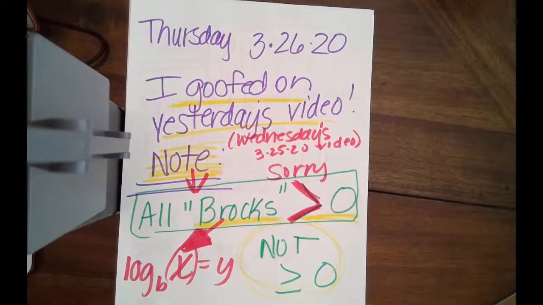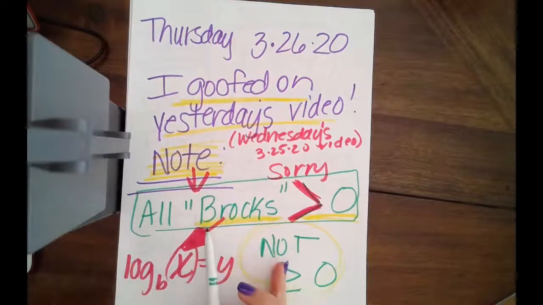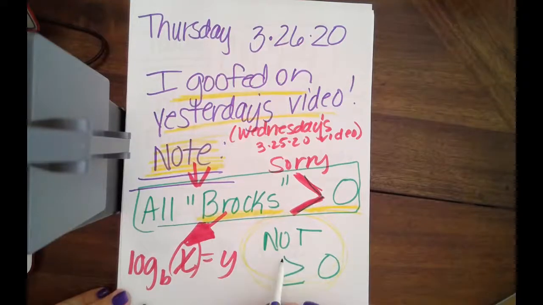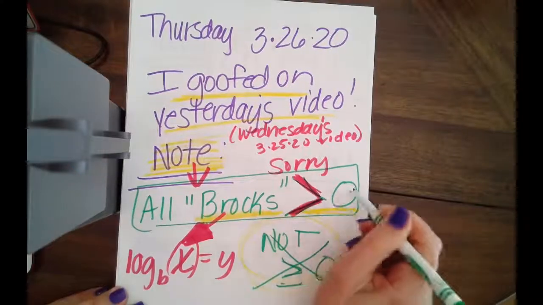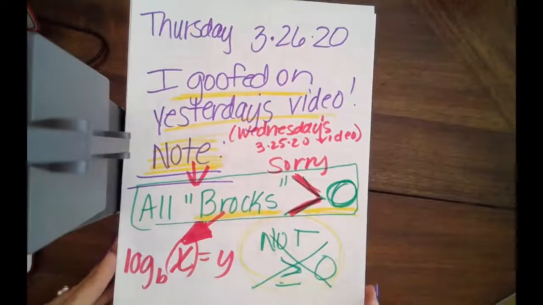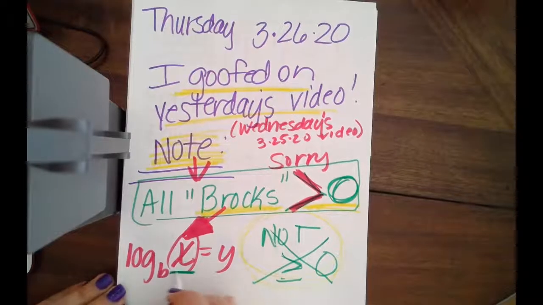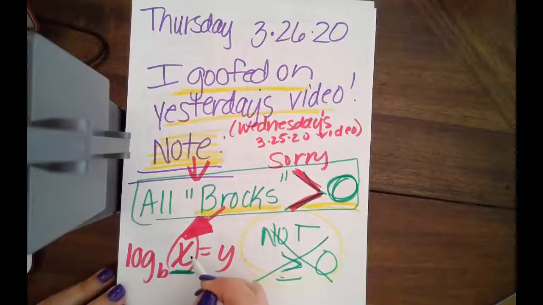Okay, I goofed on yesterday's video, which would have been Wednesday's. I told you when I introduced you to what a Brock was, I said that all Brocks had to be greater than or equal to 0. That's not correct. It has to be greater than 0, not including 0, because Brocks cannot be 0 or negative. And this was your Brock. Remember, this is the guy, log base b of x equals y. This is what I'm talking about when I'm talking about the Brock.